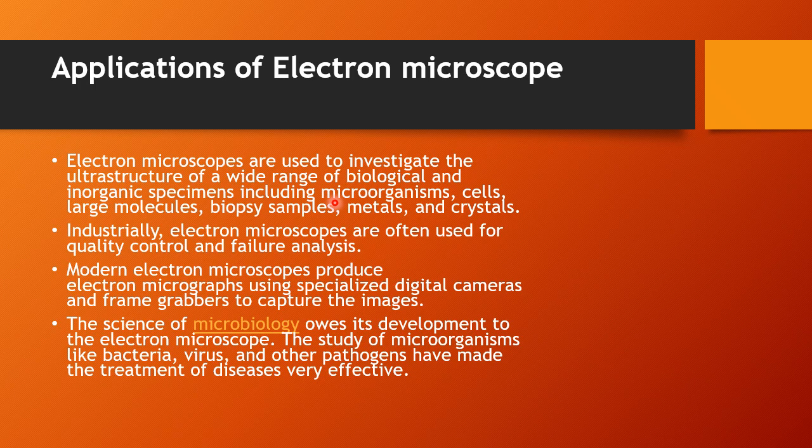Next we'll put together the overall applications of the electron microscope. As I told, it is a very good microscope which gives you the best images with good high resolution and contrast. Hence we use it in special laboratories, where they study the ultrastructure of biological and inorganic specimens. They also study microorganisms, biopsy samples, cells, molecules, metals, and crystals. Anything can be seen very clearly with the help of the electron microscope.